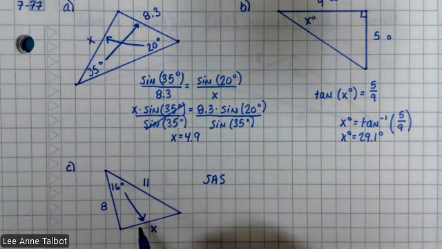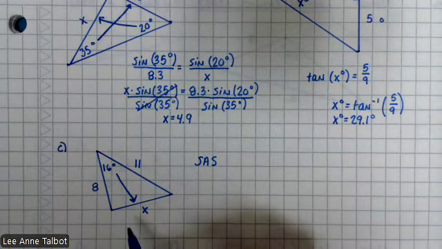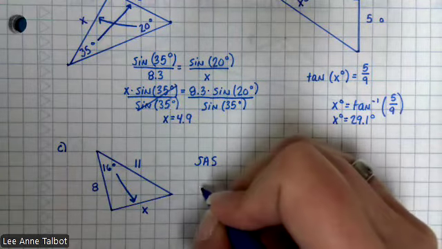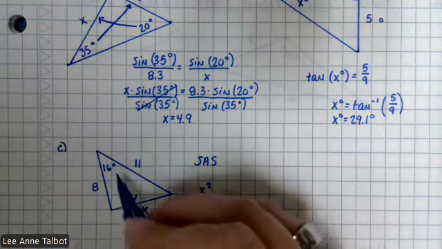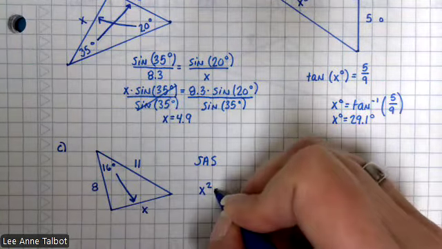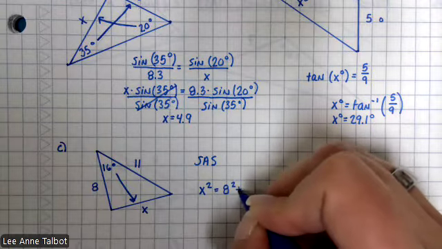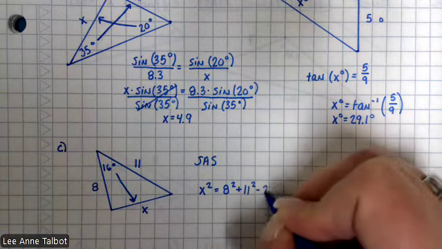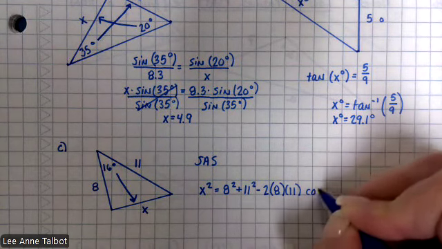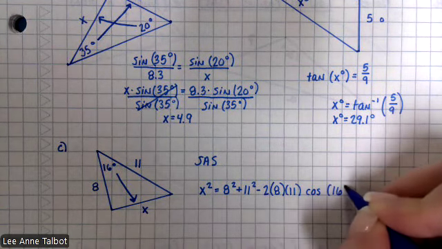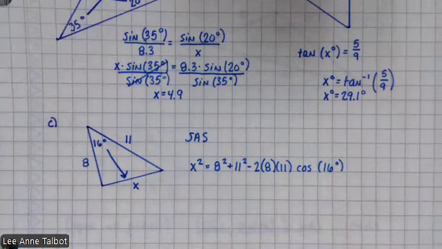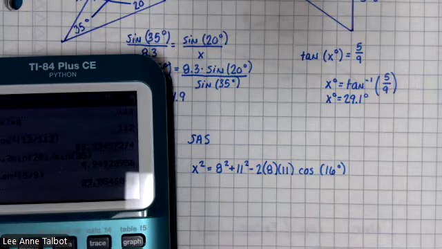The 16 is across from the x. So that's the side that goes with the angle between. So what I mean is you go x squared, you start with the angle, you start with the side across, equals 8 squared plus 11 squared minus 2 times 8 times 11 cosine 16. One fell swoop.